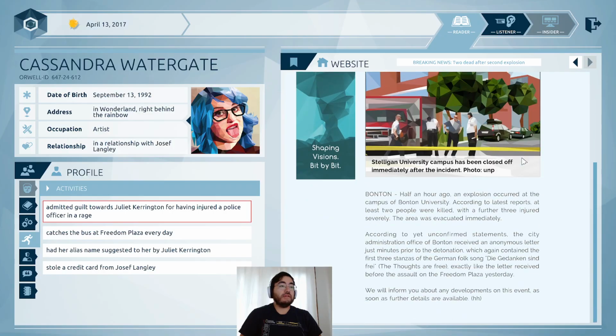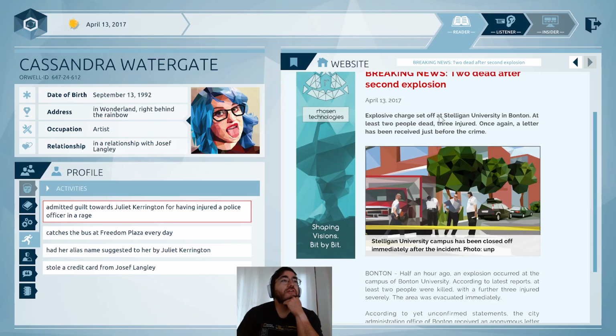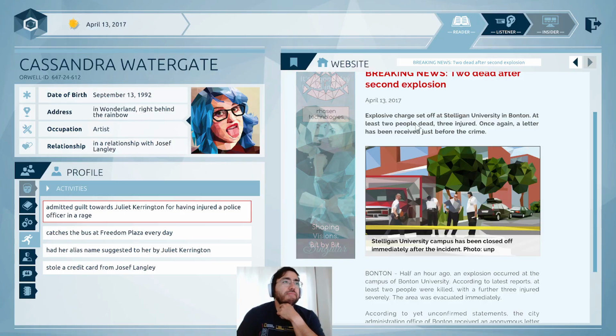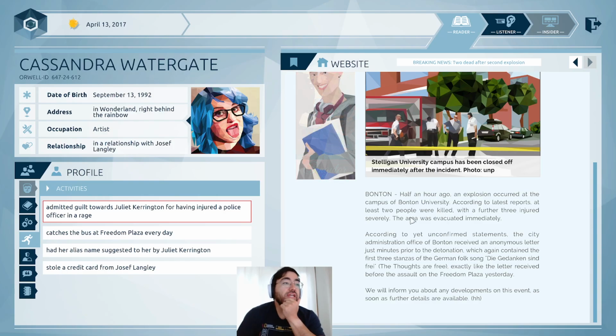We have a little bit of time left before we start the next video, so let's read this. Explosive charge set off at Stelligan University in Bonton. At least 2 people dead, 3 injured. Once again, a letter has been received just before the crime. Half an hour ago, an explosion occurred at the campus of Bonton University. According to latest reports, at least 2 people were killed, with a further 3 injured severely. The area was evacuated immediately.